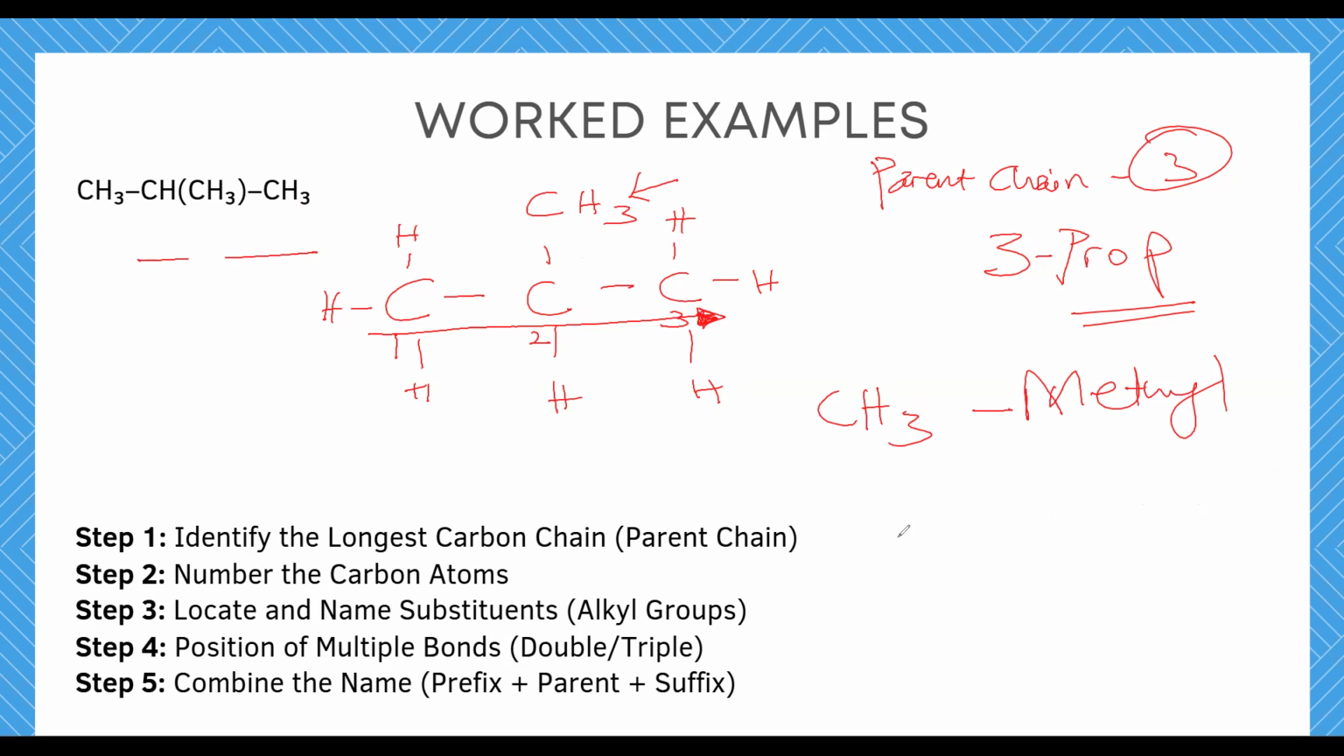Now that we have named the branch, the next thing to do is to identify the location of the branch. Look at step number one: identify the longest carbon chain. Have we done that? How many carbon atoms are there in the parent chain? 3. Good, and we have prop. Then step number two, number the carbon atoms. Have we numbered them? Then step number three, locate and name substituents. Have we done that?